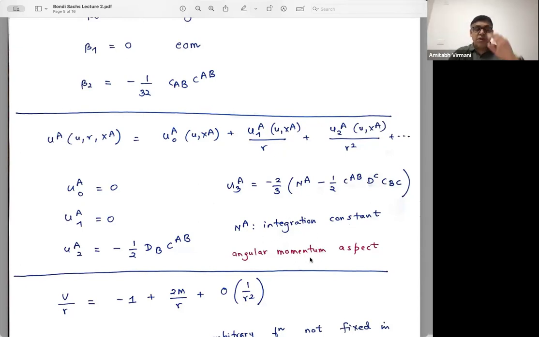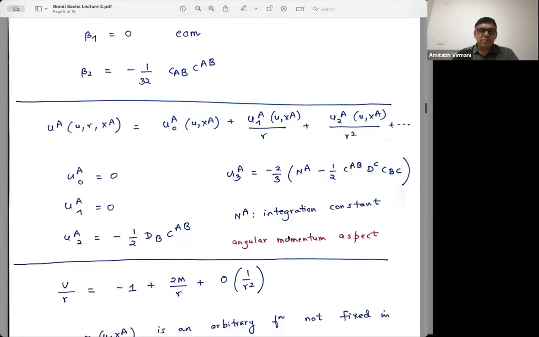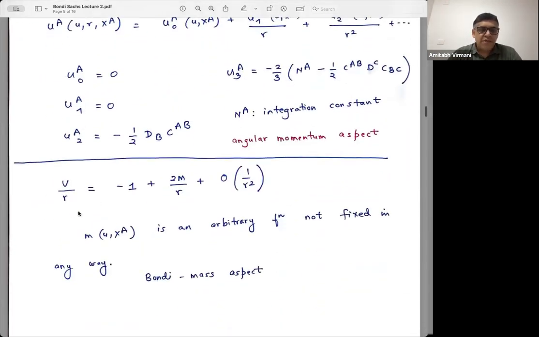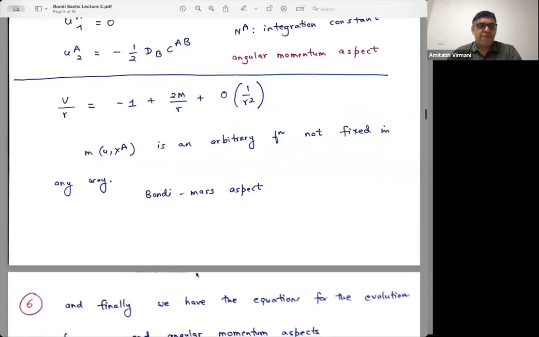Okay, so these are the four physical quantities in the Bondi expansion. One is C_AB. C_AB is the thing that carries information about the gravitational wave. M is the Bondi mass, which contains information about the mass of your spacetime. And N_A is the information about the angular momentum aspect of the spacetime. So there are two components, N_theta and N_phi. Similarly, the V equation has this kind of expansion, -1 + 2m over r. M is the Bondi mass, which I discussed earlier.